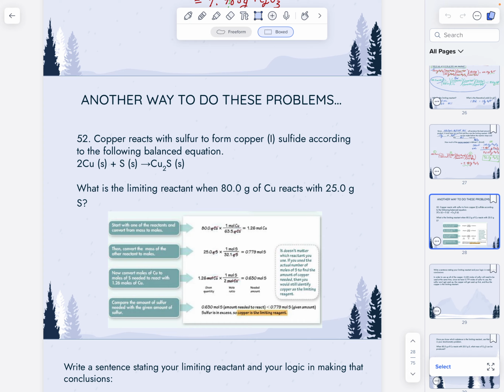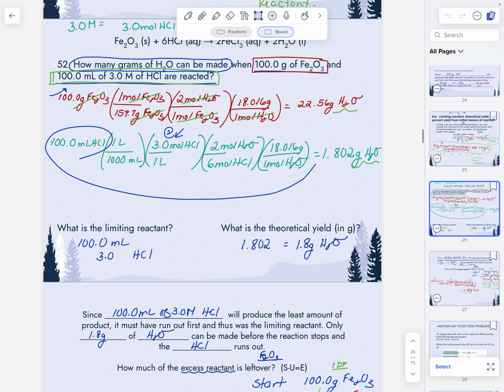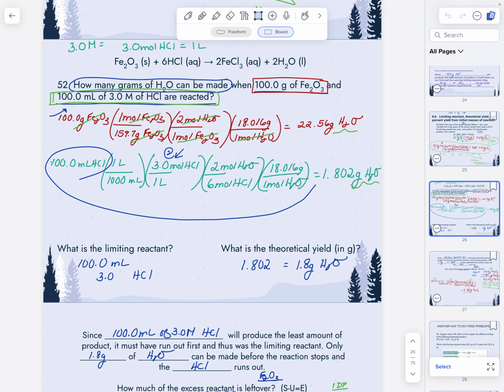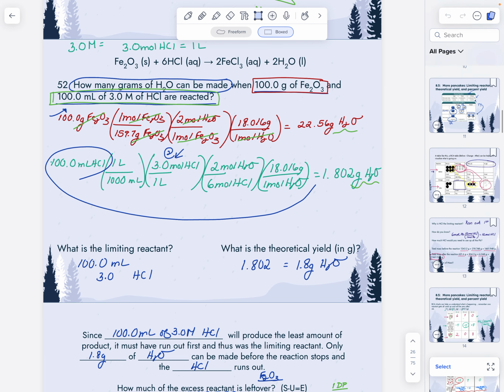Okay, so we are going to keep going with a different way of doing these limiting reactant problems. The way that we have been doing these problems, for example the last practice problem that we did, was by taking the amount of both reactants and figuring out how much product can be made by each. That is one way of getting the answer, and it's relatively straightforward, but it's not the one that is used the most often.